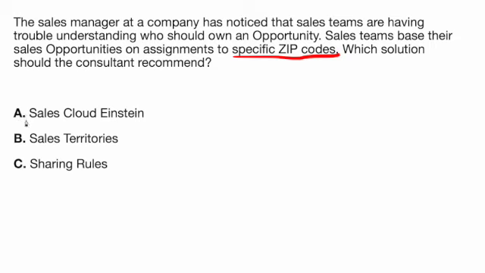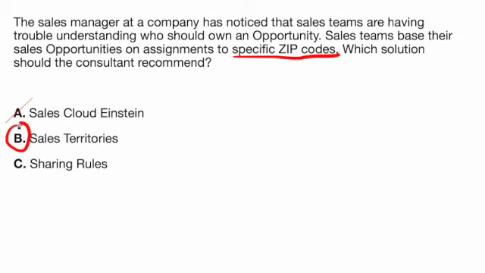A, we have Sales Cloud Einstein. So Sales Cloud Einstein is a product that boosts your team's sales productivity at every step of the sales process. It provides key predictions, intelligent recommendations, and timely automation. So this is not really related to assigning opportunities based on zip codes. So I'm going to eliminate that one. Then, like I said, the specific zip codes was a key to the fact that I would need sales territories, and I think that is the correct answer.